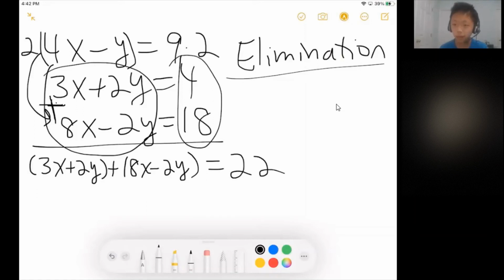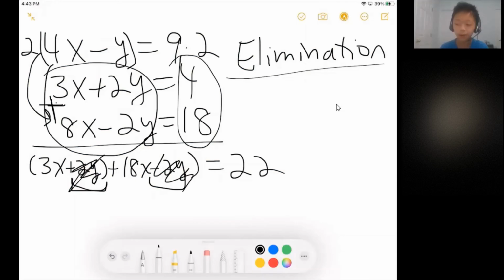And that's why we multiply by 2, because now we have a plus 2y and a minus 2y, so these cancel out. Initially we had a minus y in the first equation and a plus 2y in the second equation. So if we wanted to directly add the equations, the y's wouldn't cancel. But if we multiply the first equation by 2, which is what we did here, and then add them, the y's go away.